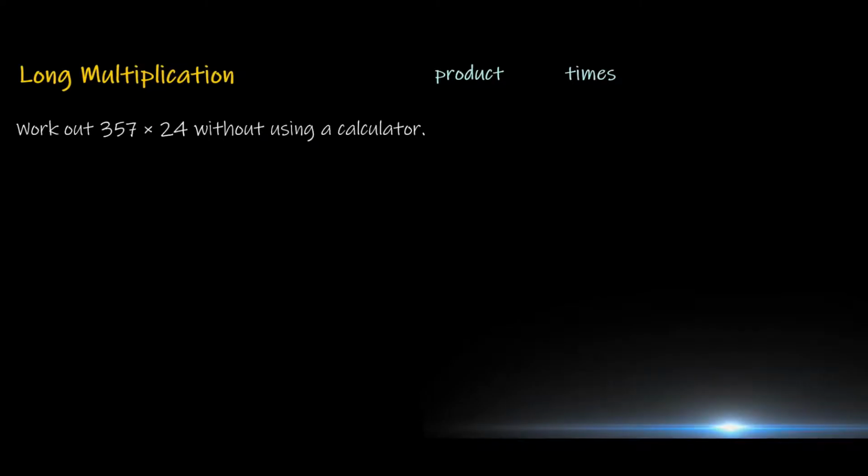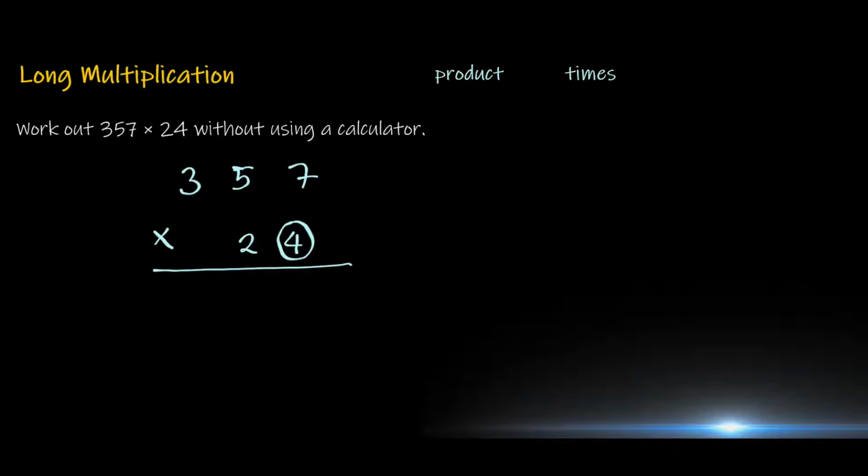In this video, we're going to be doing long multiplication. And in this example, we're asked to work out 357 multiplied by 24. So what we want to do here first is to write out the problem that we want to solve. We're going to first take that 4 and multiply it by 357.